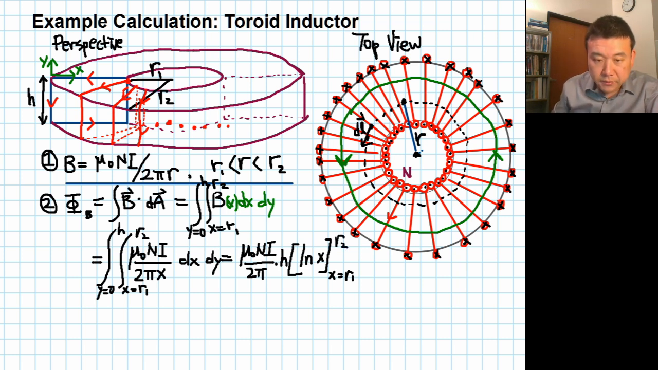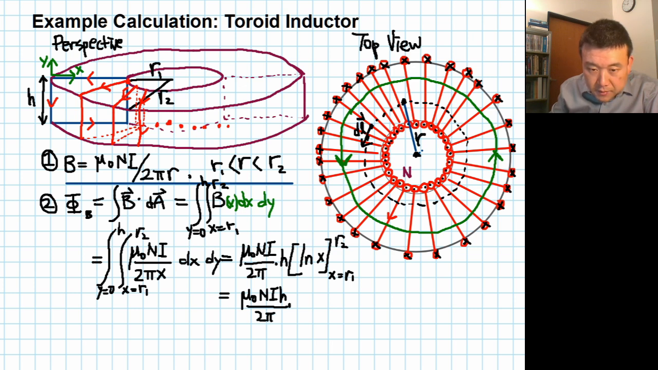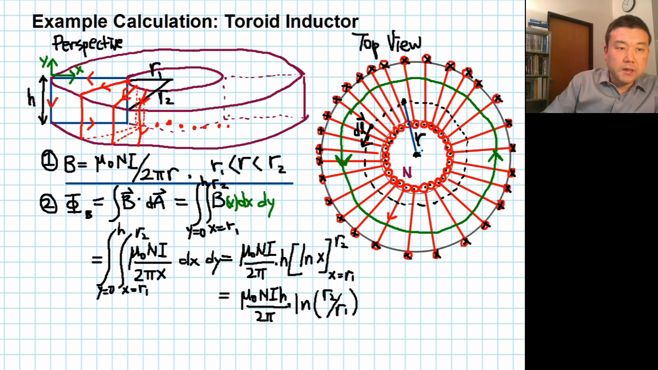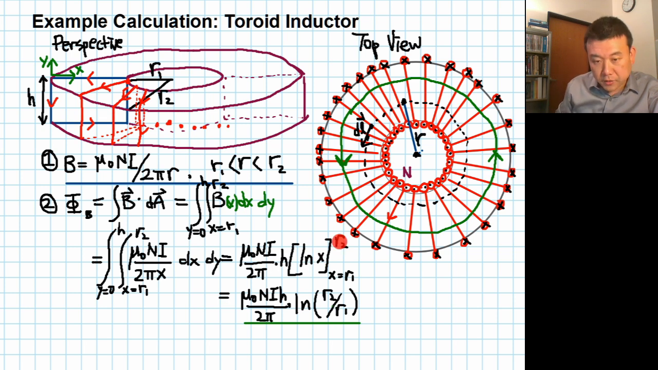So writing it all out, this becomes mu naught Ni h over 2 pi times natural log of r2 over r1. I skipped one step involving the logarithm algebra. So the step I skipped is writing down natural log of r2 minus natural log of r1. Doing logarithm algebra, that becomes natural log of r2 over r1.